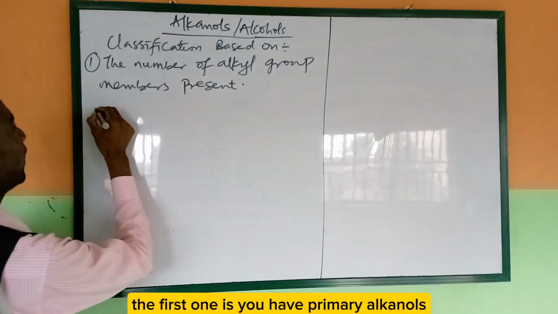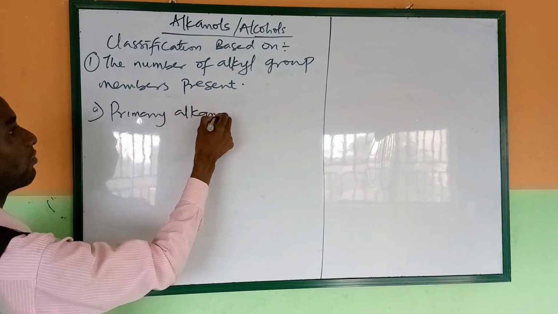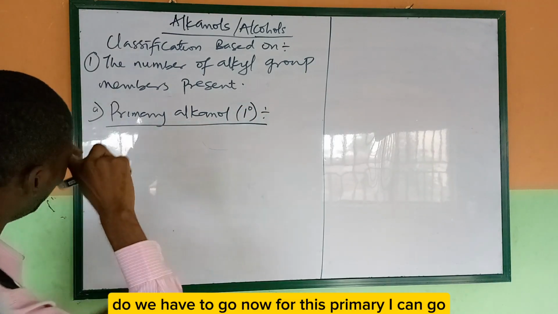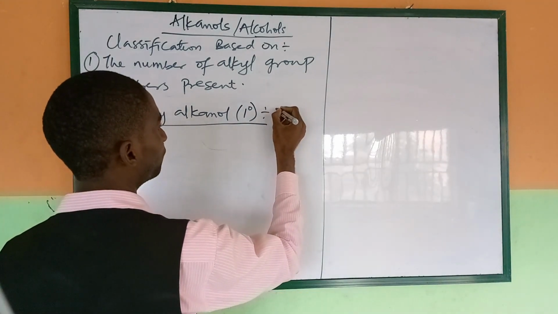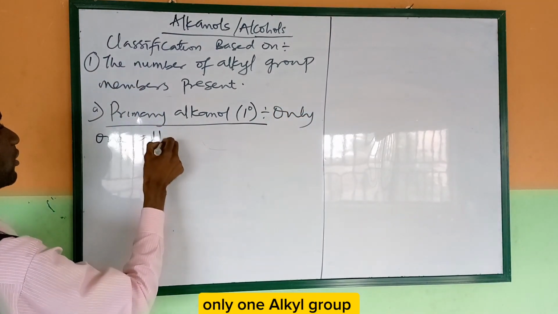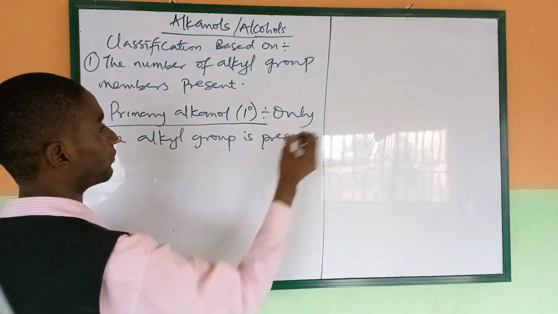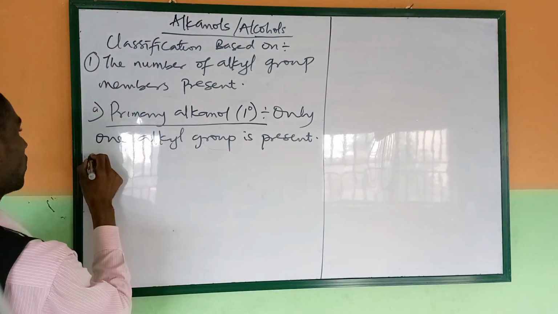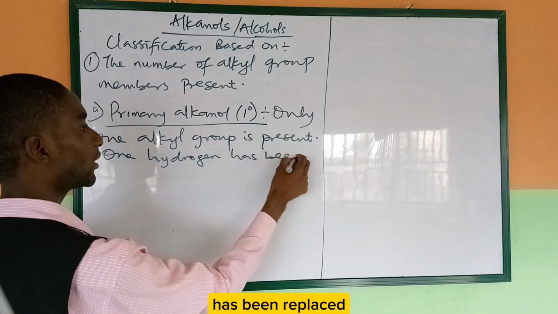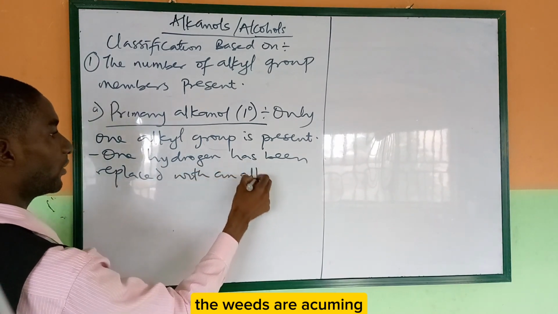The first one is primary alkanol, which I can also call first degree alkanol. Now for this primary alkanol, only one alkyl group is present. Okay? One hydrogen has been replaced with an alkyl member.